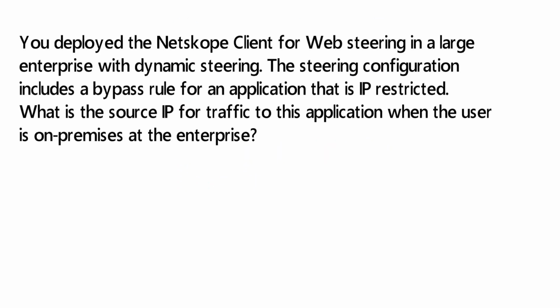Question 2. You deploy the Netskope client for web steering in a large enterprise with dynamic steering. The steering configuration includes a bypass rule for an application that is IP restricted. What is the source IP for traffic to this application when the user is on premises at the enterprise?